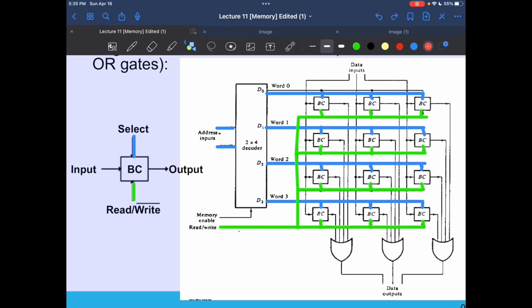Now we'll connect the input lines. In the binary cell, the input lines are coming like this. So we have 3 bits. All 3 bits will have input lines connected like this. Last but not the least, we will have outputs from the binary cell in this manner. So all the outputs from the binary cells will go into the OR gate.